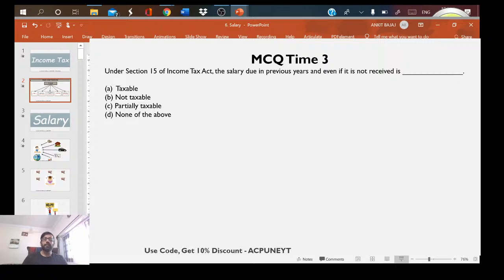Okay. So MCQ 3, Section 15 of Income Tax Act, salary due in previous year and even if not received is: A taxable, B not taxable, C partly taxable, D none of the above. Here, what will be the answer? Now we have to see this thing. Salary is due in previous year. So I have already told you salary is taxable on the basis of due or receipt, whichever is earlier.